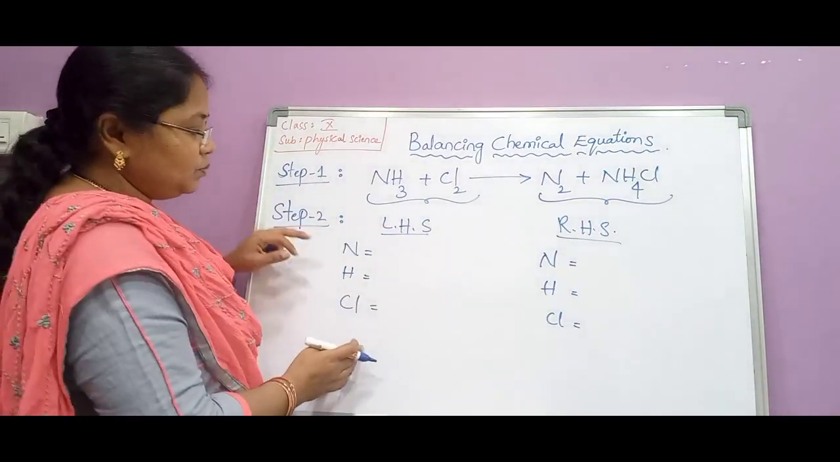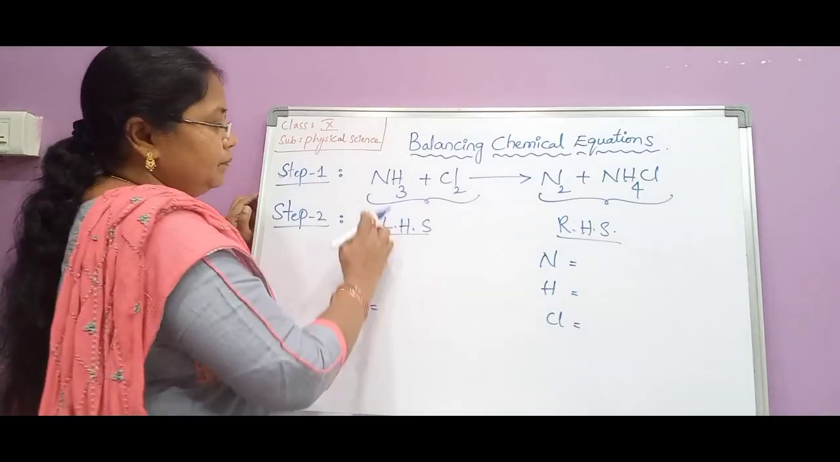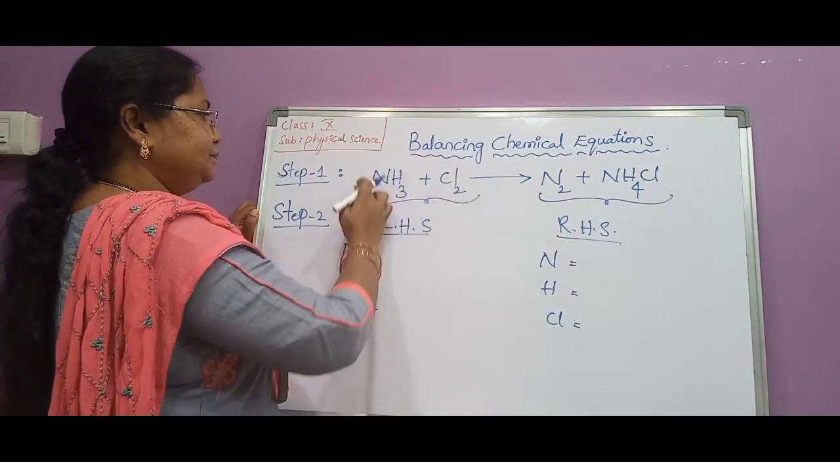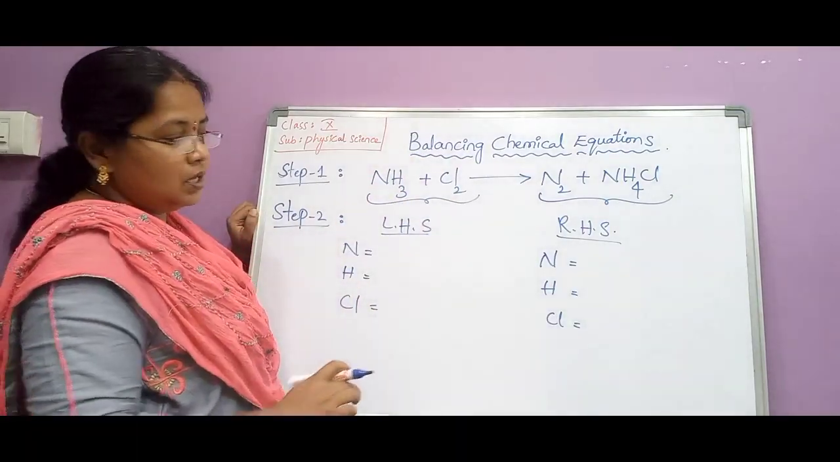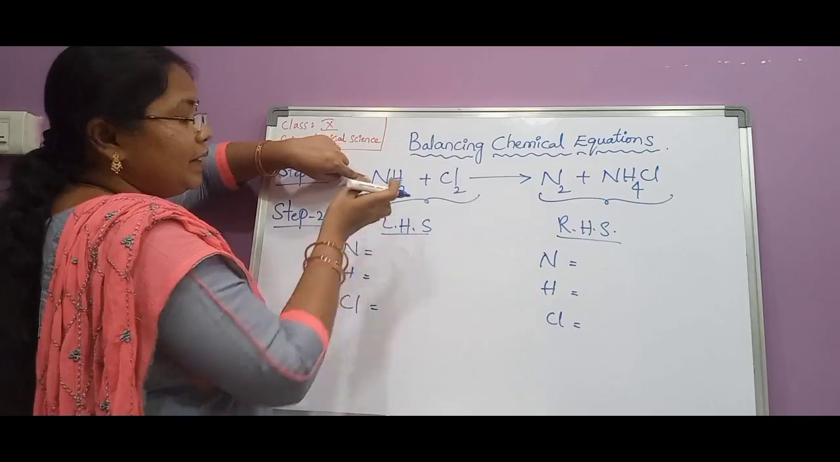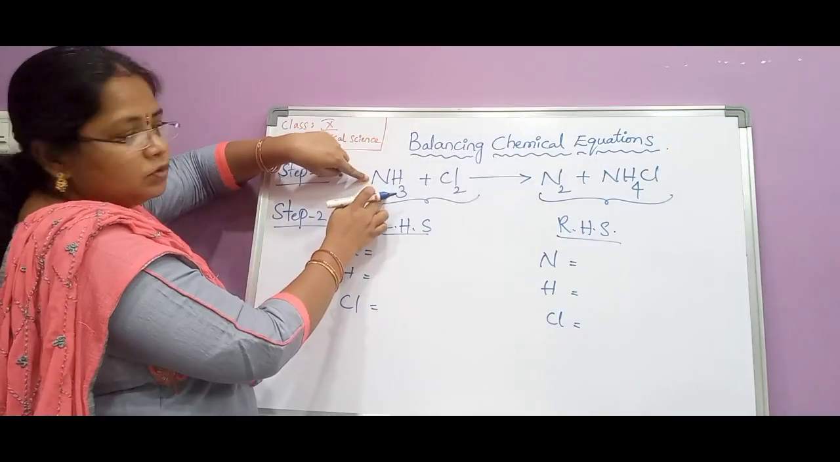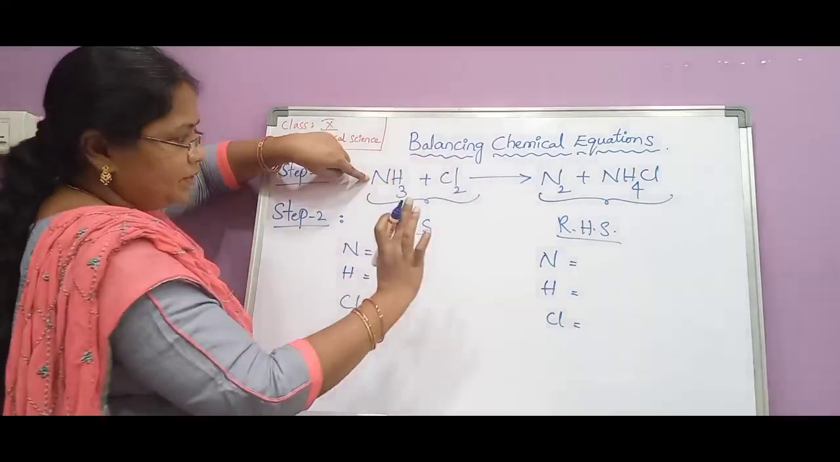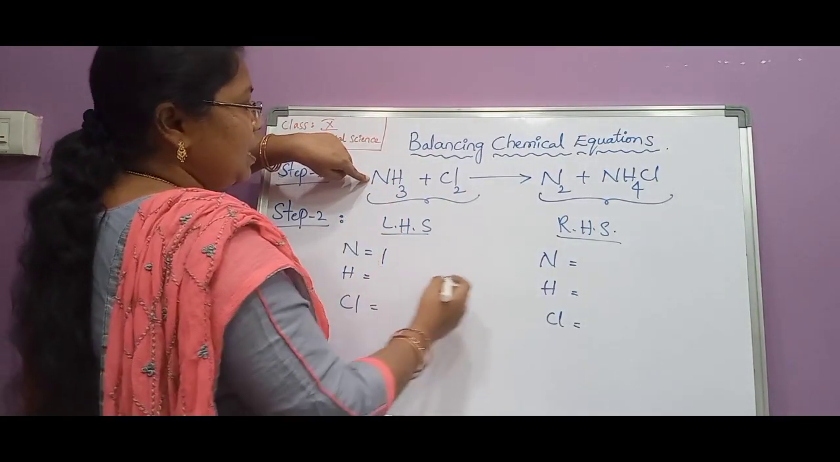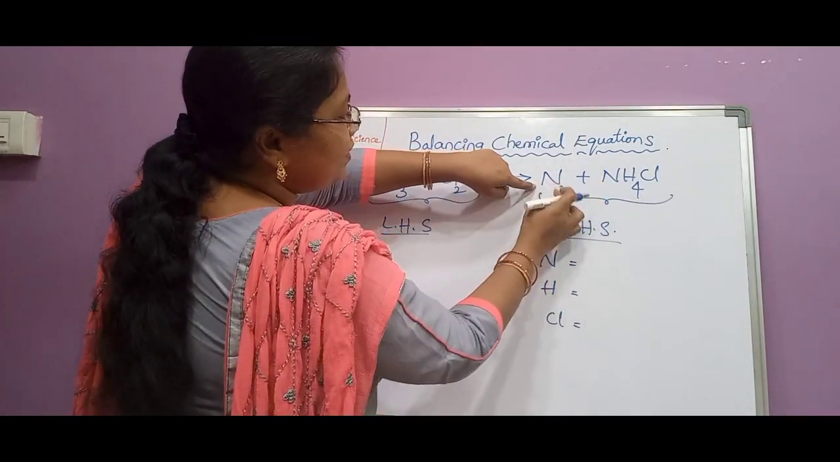Now write the number of atoms of each and every element present on the LHS side. In these two formulas we have to check and write. Nitrogen, how many atoms are there? Here only 1, because there is no subscript for nitrogen, so it is taken as 1. In this formula there is no nitrogen. So here only 1 nitrogen atom is there. And in this formula 2 nitrogen atoms are there.